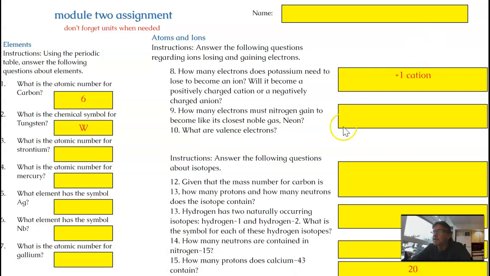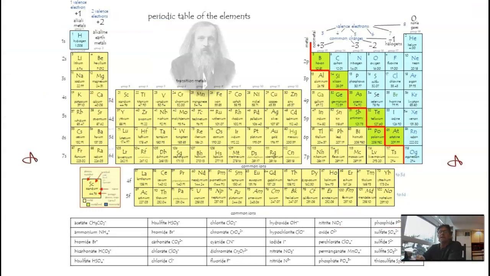And let's proceed along. Oh, how about this? Number 9: how many electrons does nitrogen gain to become like its closest noble gas, neon? Well, that's a good question because it's really the same as asking what is the typical behavior of each element? They all try to become like noble gases. This is a general rule. As the elements get larger, there are some exceptions to that. But nitrogen is not a noble gas.